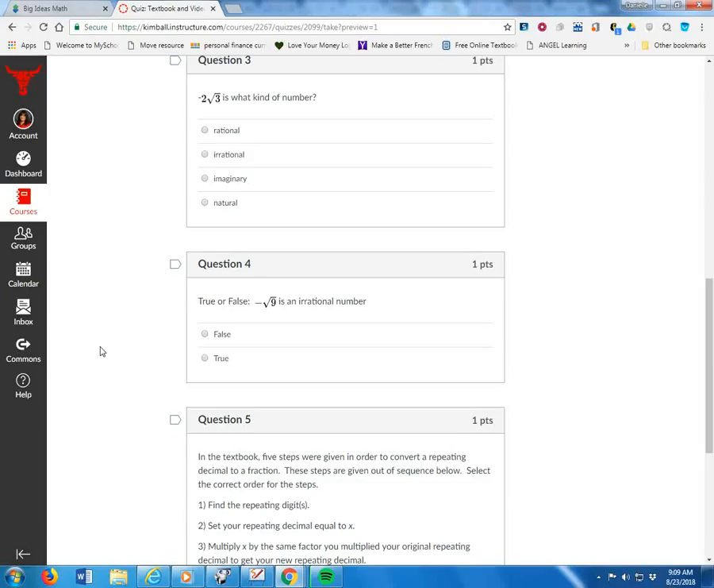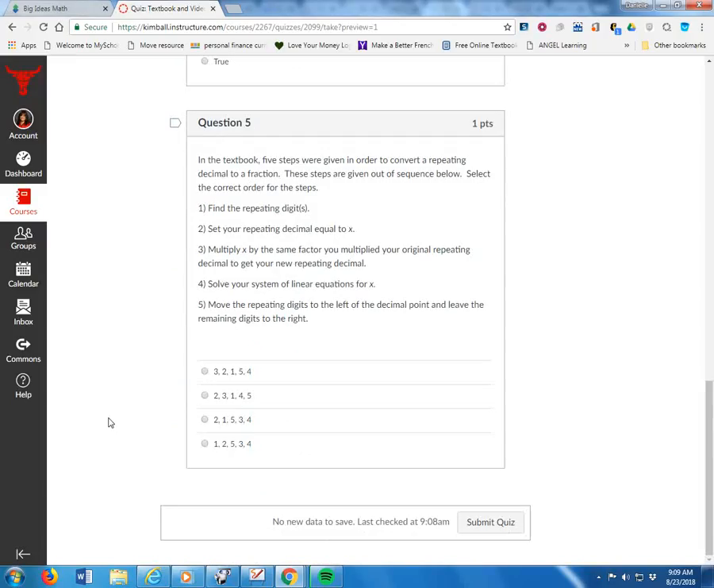And question 5. In the textbook, 5 steps were given in order to convert a repeating decimal to a fraction. These steps are given out of sequence below. Select the correct order. So what's the first thing you need to do? This was page 2 of the textbook, and there was an entire video on how to do this. Set your repeating decimal equal to x. Find the repeating digits. Move the repeating digits to the left.